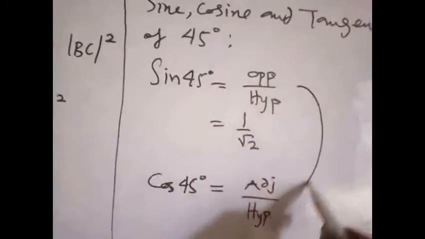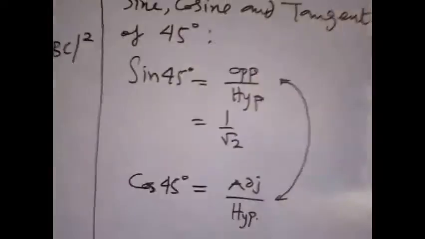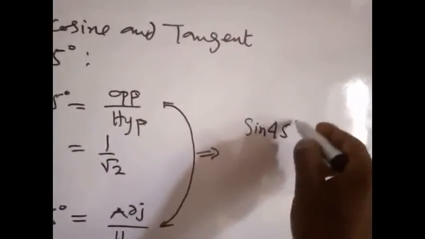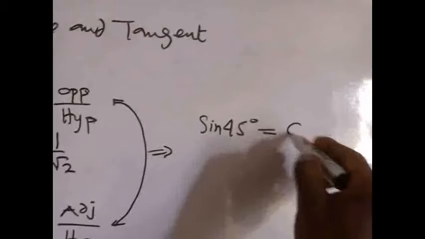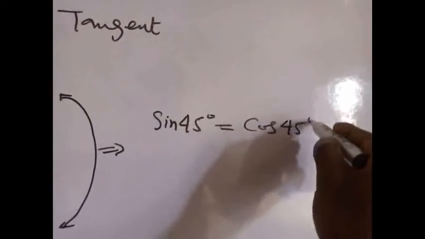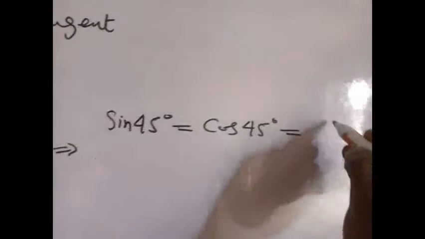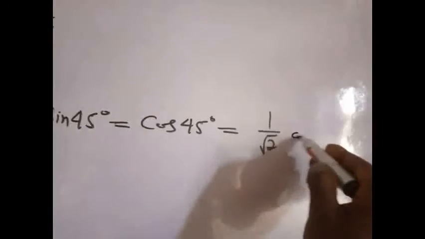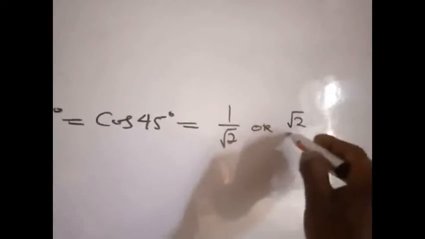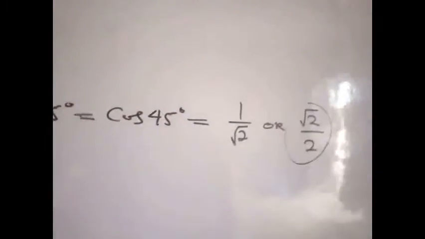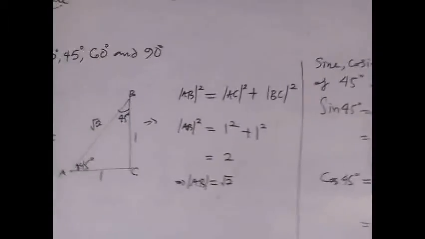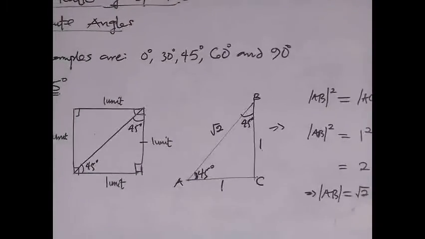Now let's see what we can get from this. If you look at sine and cosine, we can say that sine 45 degrees equals cos 45 degrees, which will give us 1 over root 2. Or this can be simplified as root 2 over 2 if you rationalize this. So this is the simplification of angle 45 degrees without the use of table or calculator.